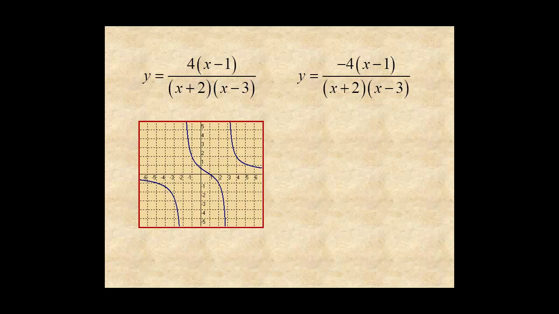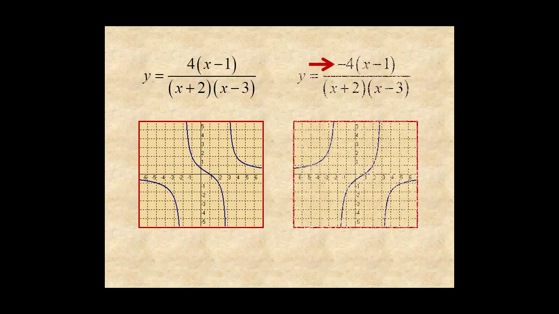If you replace the constant 4 with -4, the graph is vertically reflected. For example, you can see the right-hand branch of the graph has been flipped over and is now in the fourth quadrant.